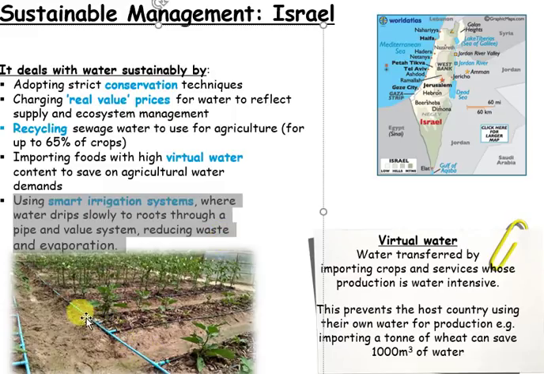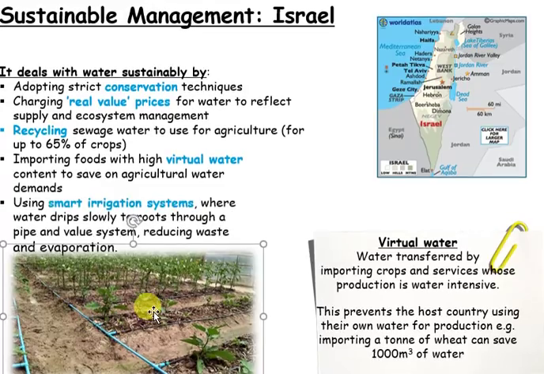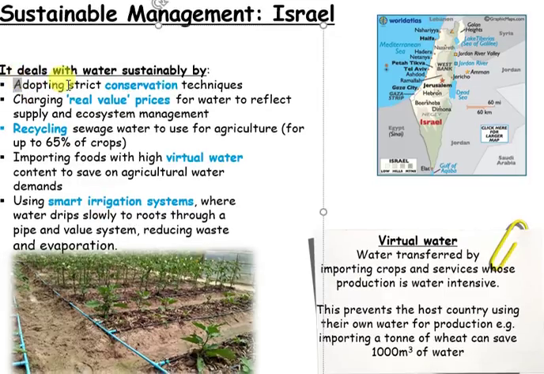So little holes in these pipes, they're on timers, simple pumping systems, it's low tech, it's cheap, and you don't lose a lot of water to evaporation, because just the right amount of water is needed to water the crops. Happy days. The other thing they do is really strict conservation techniques. So water meters, yeah, you can't waste water in Israel. It's kind of frowned upon.